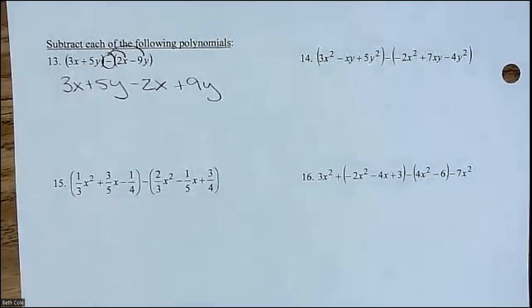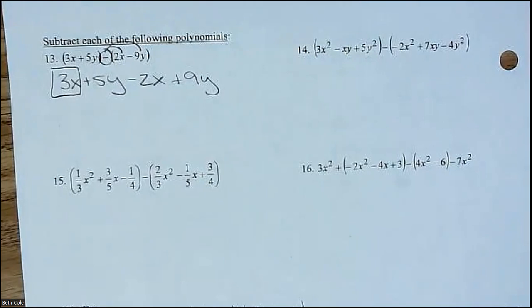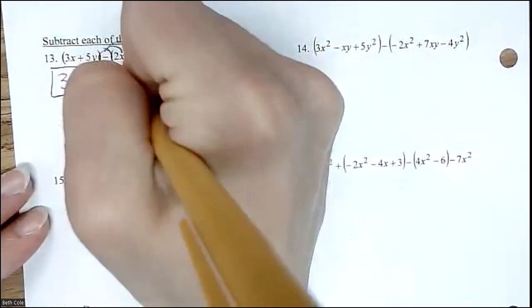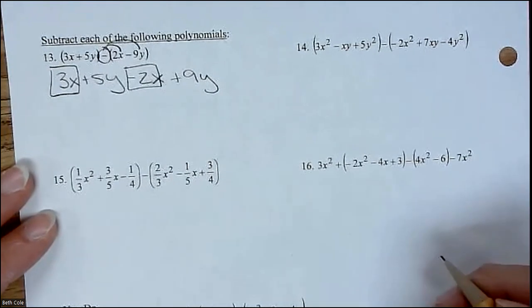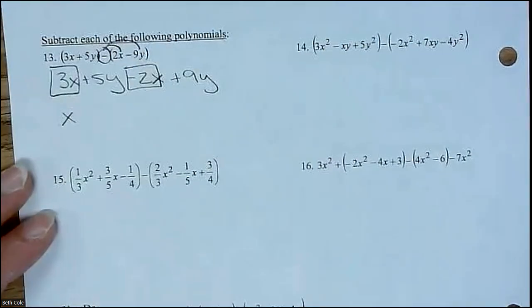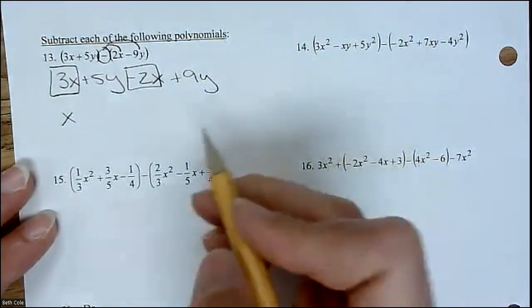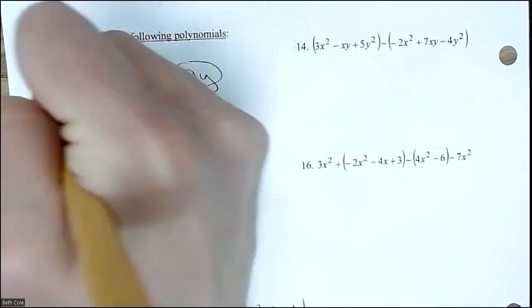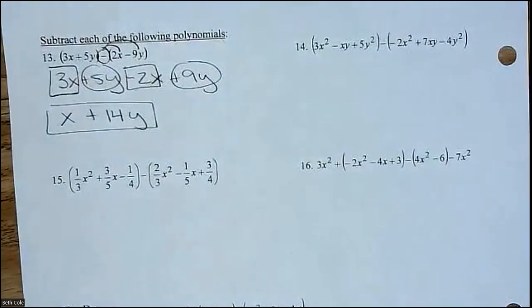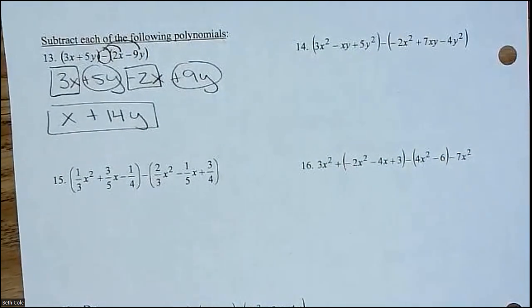Okay. Now we're going to do exactly what we did on the other side of the paper. I see 3x. Do you see a like term with 3x? Good. 3x minus 2x, just like what we did on the other side of the paper, would be 1x. You can put the 1 if you want to. And then 5y plus 9y is 14y, and that's your answer. Just don't skip the middle step. Write it down. It only takes a few seconds, and then you won't miss your negative signs.